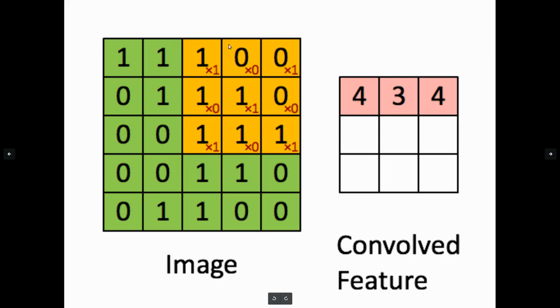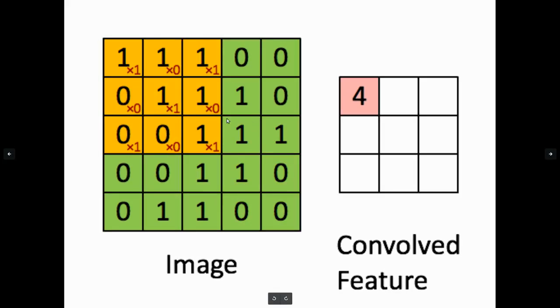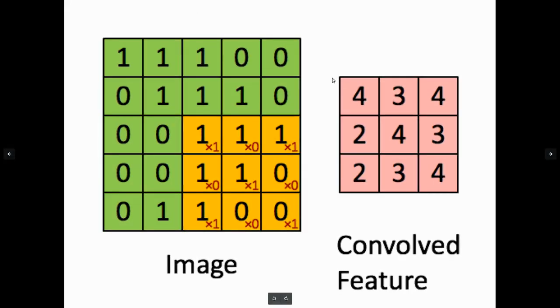When they're doing this, in terms of height, how far can you go? You can apply 3 by 3 here, then move it 1 and apply it here, and then move it 1 and apply it here. So there will be 3 corresponding to the width, and similarly 3 corresponding to the height, and so you'll get a 3 by 3 output.